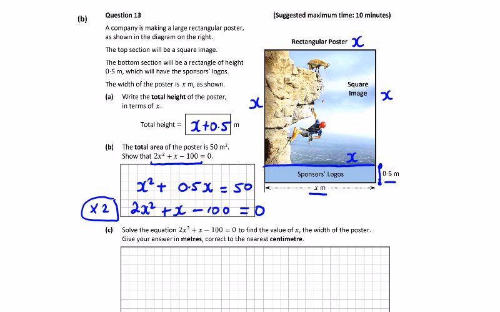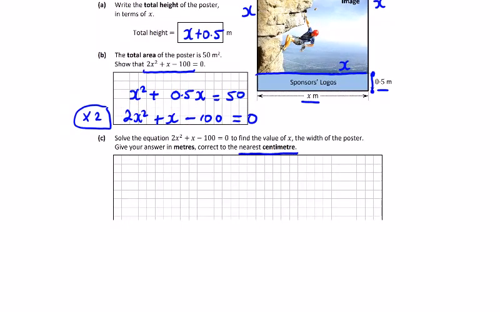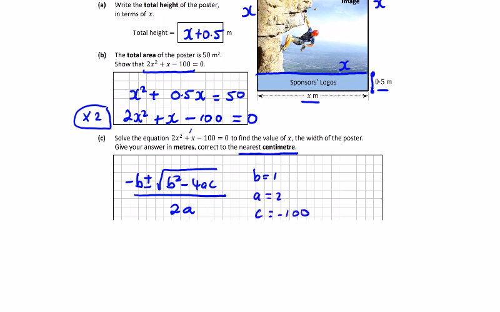Solve this equation. Near centimeter looks like the quadratic formula. So we have minus b plus or minus the square root of b squared minus 4ac all over 2a. So we're going to get, if you write down, b is equal to 1, the number in front of x, a is equal to 2, c is equal to minus 100.